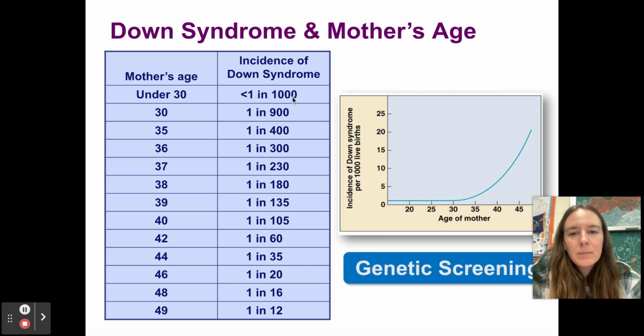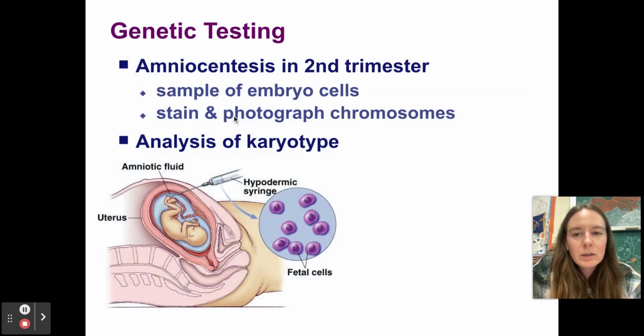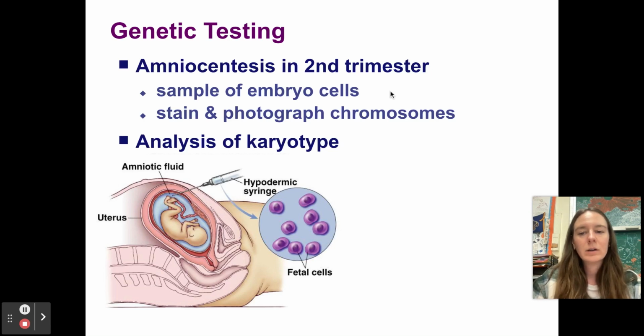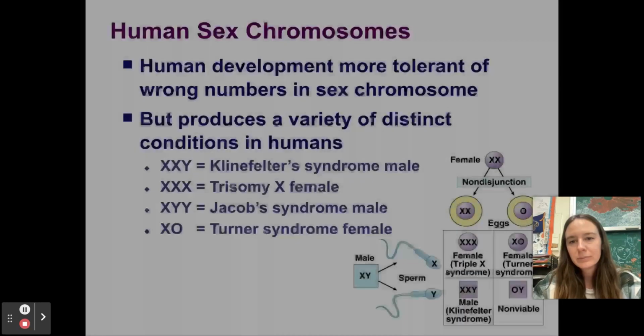Okay, but there can be genetic screening before the embryo continues to develop. So with amniocentesis in the second trimester of the pregnancy, you can take some of this amniotic fluid and test some of the fetal cells, and you can actually make a karyotype so you can see all the chromosomes, and you can actually know if your developing embryo is going to have trisomy or too many or too few chromosomes.